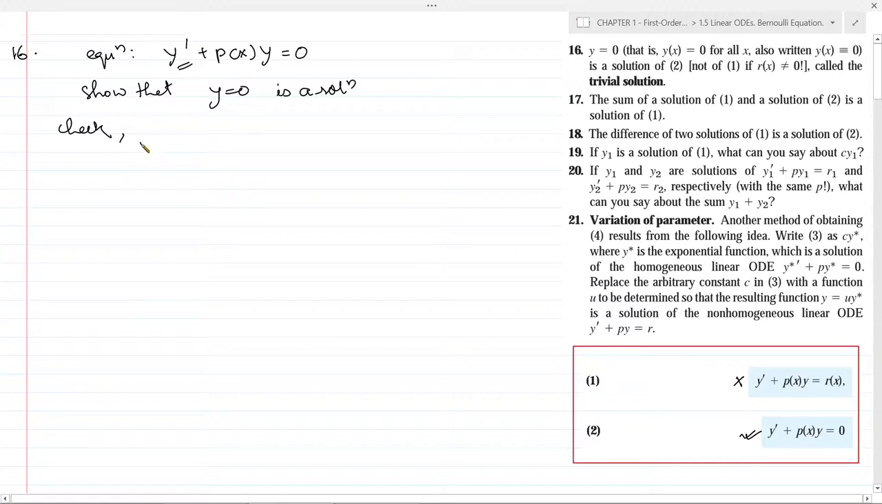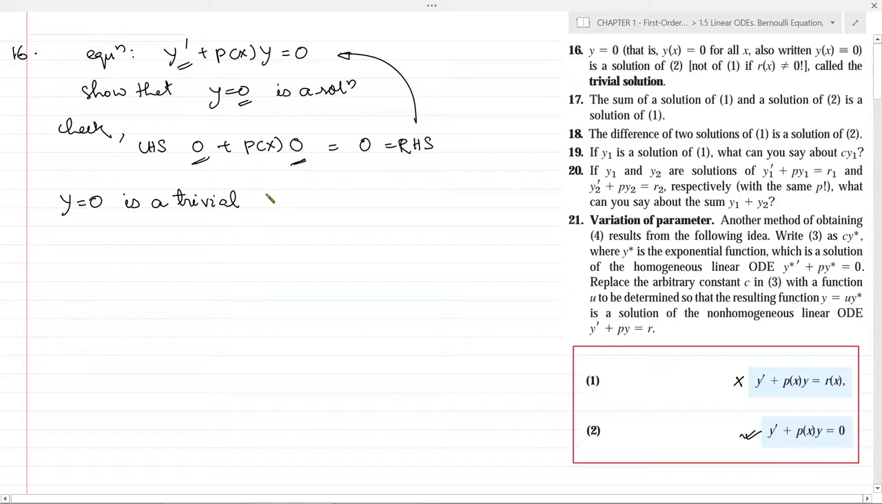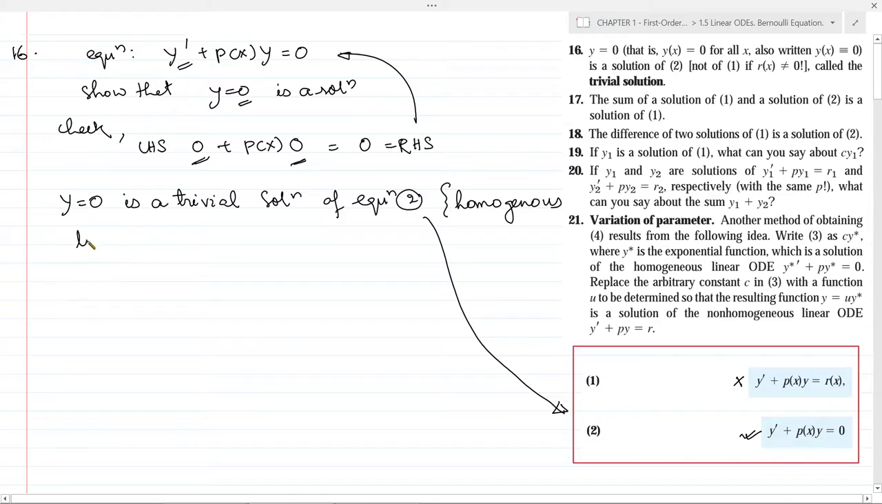So, from LHS we get 0 plus p of x times 0, because since y equal to 0 is a constant term, its derivative will be 0 also, and also y equal to 0. So, this is equal to 0, which is equal to RHS of this equation. So, we see that y equal to 0 satisfies equation 2 from the book. That means y equal to 0 is a trivial solution of equation 2, which is this one, or may be written as homogeneous linear differential equation.